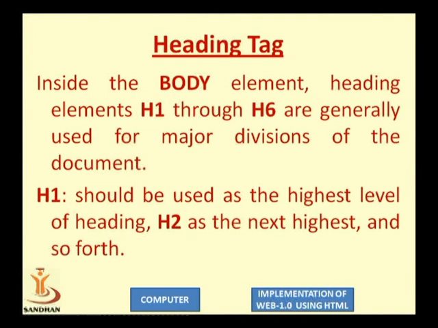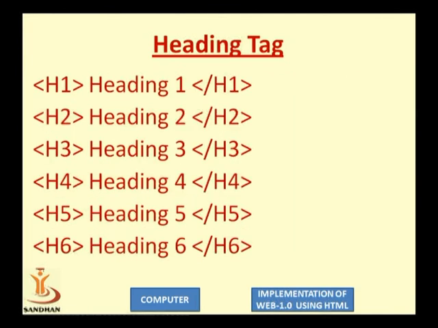So here is the detailed information about the heading tag. We can go from H1 to H6. Generally we use H1 to H6. Here we write H1, and the content of H1 is heading 1. Then we write H2, the content is heading 2, and finally H6, the content is heading 6.